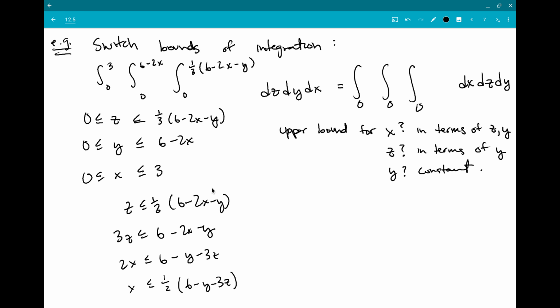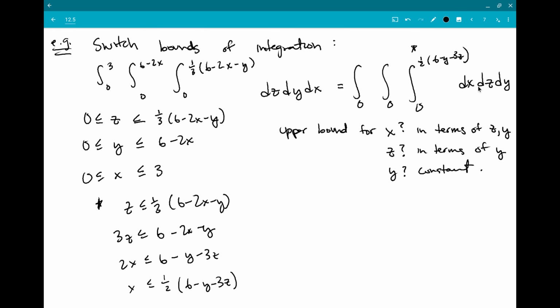So what I did was I used the bound that included the most variables, and I just solved for the new variable that I want the bound to actually be for. And so now I have an upper bound for x, 1/2 times (6 minus y minus 3z). And I'll do a little star there, little star here.